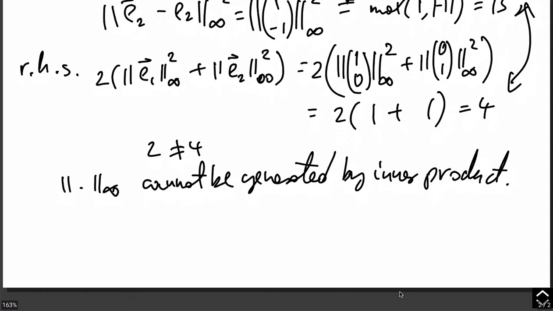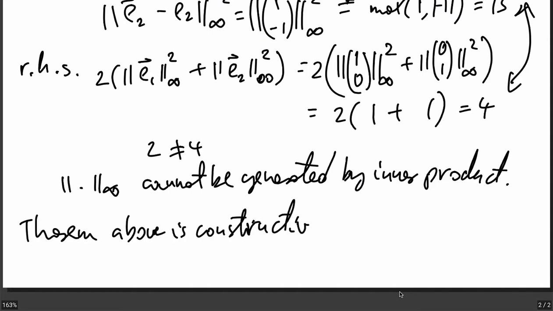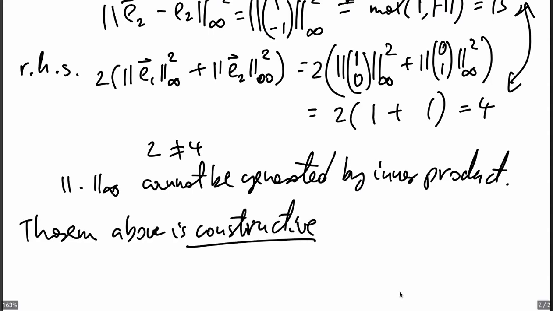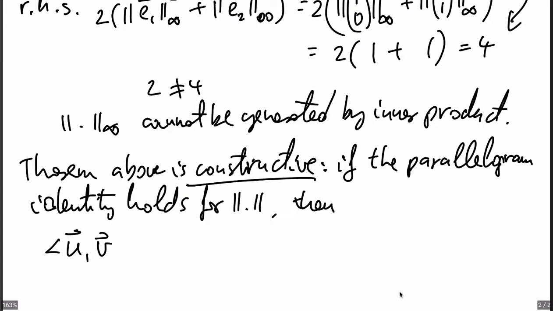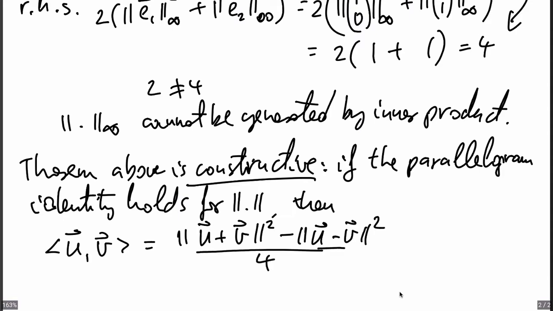Let me also note that the previous theorem actually is constructive, because it tells you how to create an inner product. Constructive means that if the parallelogram identity holds for a norm, then this formula generates an inner product, where the inner product is defined by the norm squared of u plus v, minus the norm squared of u minus v, divided by 4. So this is an inner product that generates the norm.